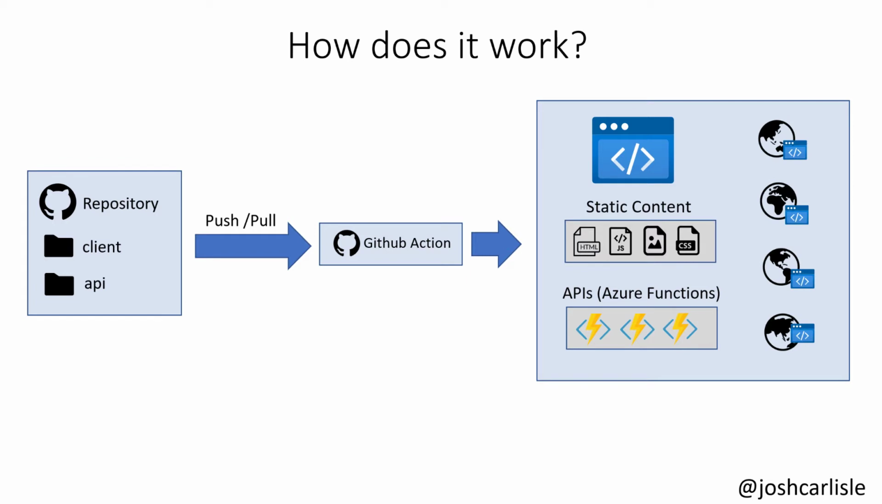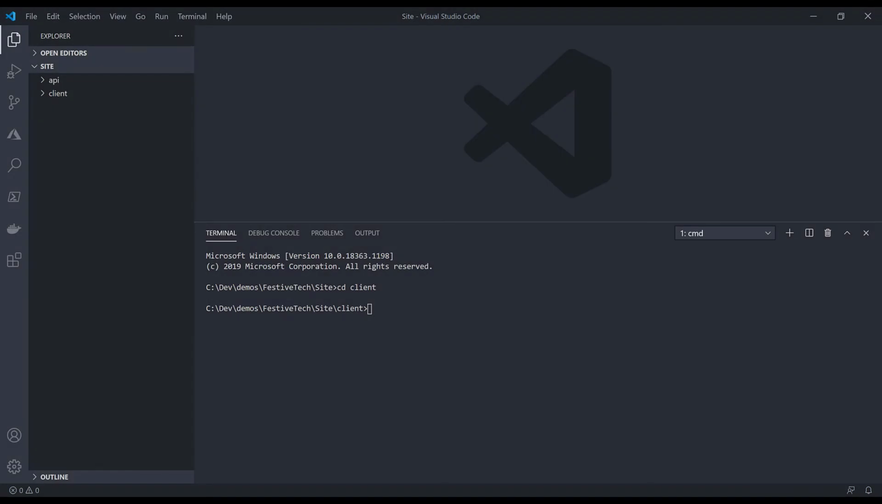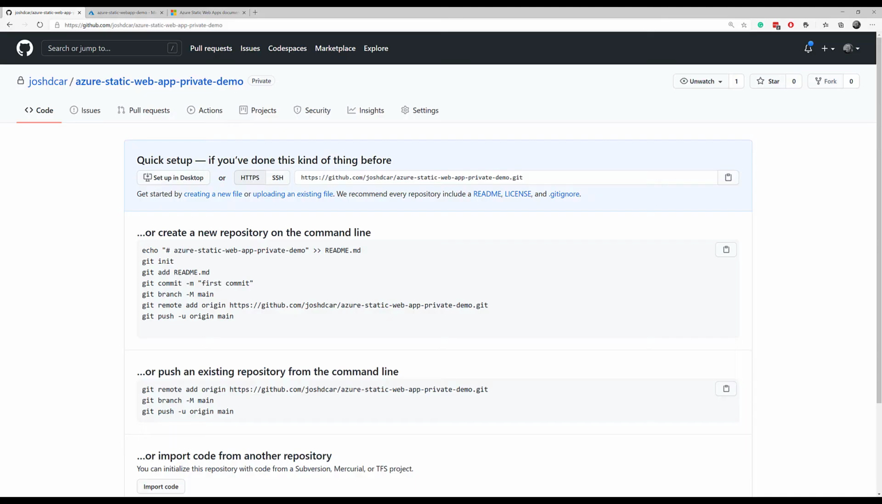But let's go ahead and dig into some of the more of the details and see if we can see some of this in action. So to get started, we're going to need a couple things. First off, we're going to need a GitHub repo. I've gone ahead and created one for myself. And the second thing that we'll need is an actual site.